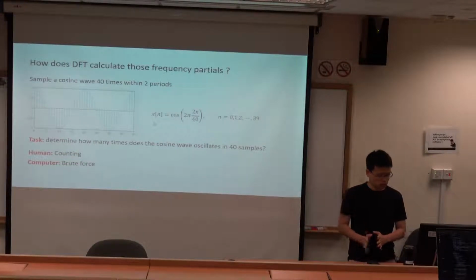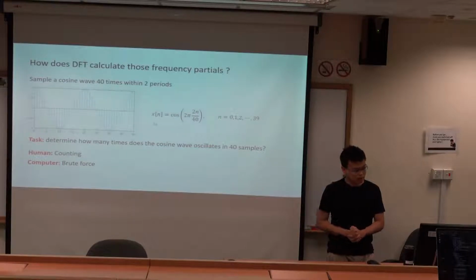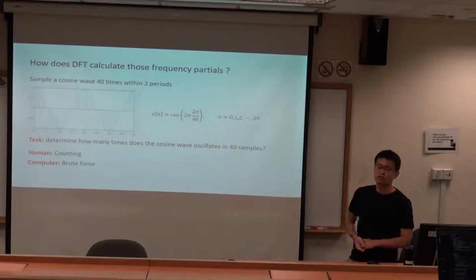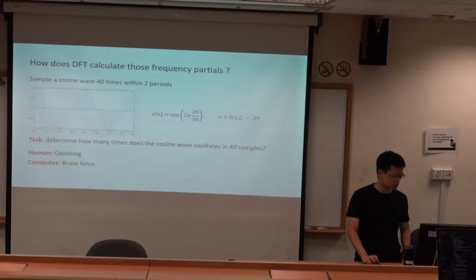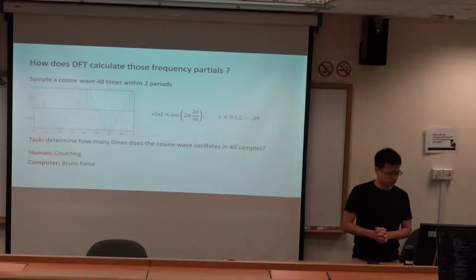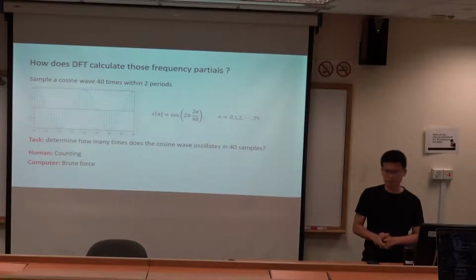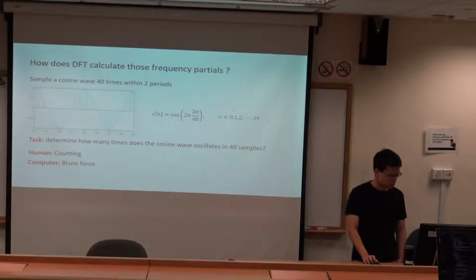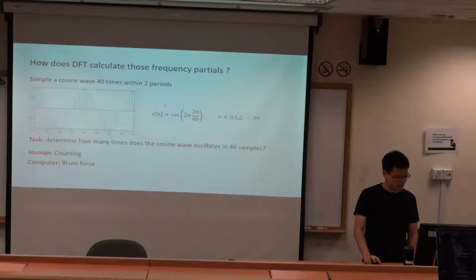And if I ask you to determine how many times this cosine wave oscillates in 40 samples, you will tell me 2, right? You can count 1 and 2. But the way the computer does this is quite a brute force method. So what does this method look like?